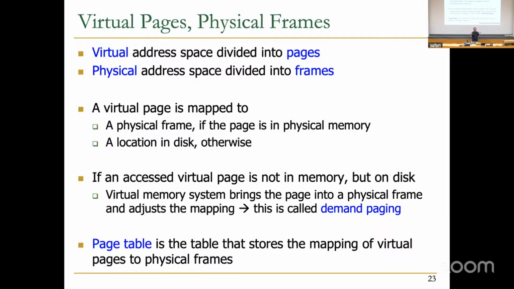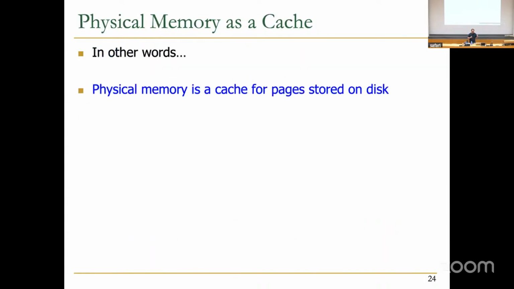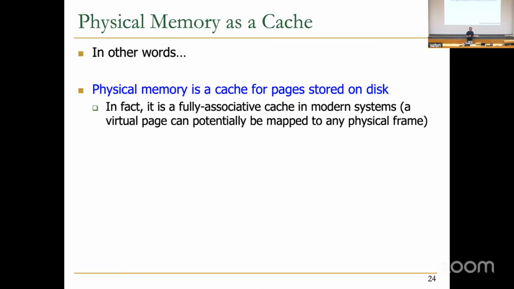And where do we find these mappings? In a data structure called the page table, which you can think of as a dictionary. The page table is imagined as a dictionary that stores the mapping between virtual pages and physical frames. In other words, what you have seen in the course, the concept of caching, and physical memory, you can think of it as a cache of pages which are stored in the disk. In fact, it's a fully associative cache in modern systems because we can map a virtual page to any free physical page in the main memory.